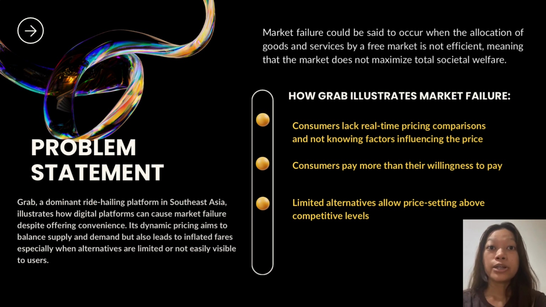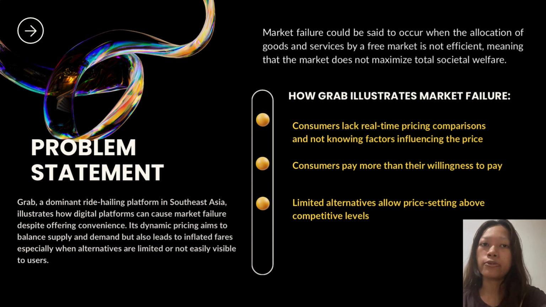Grab, being a dominant ride-hailing platform in Southeast Asia, demonstrates how digital platforms can lead to market failure despite offering convenience. The root cause is its dynamic pricing system. While this system is designed to balance supply and demand, it often leads to inflated fares, especially when the users don't have clear alternatives or real-time pricing comparison. Now, how exactly does Grab illustrate market failure?